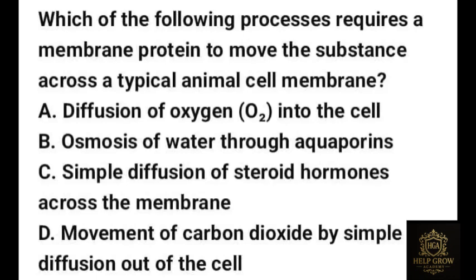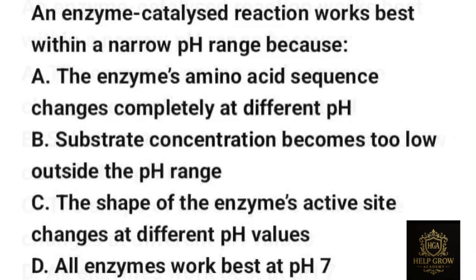The other options listed, which is oxygen, carbon dioxide, and steroid hormones, are small or non-polar, so they can pass directly through the cell membrane without help. Therefore, only osmosis truly needs a membrane protein for fast movement. The correct option remains option B. Now let's move to the next question.